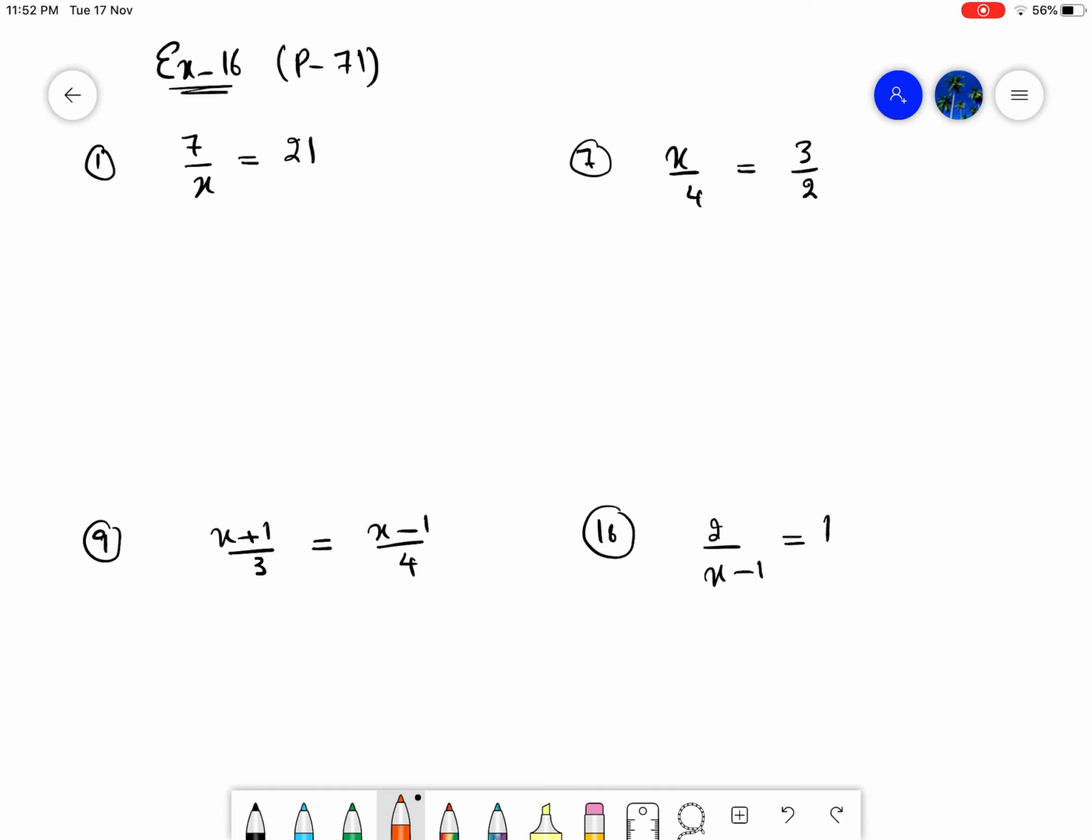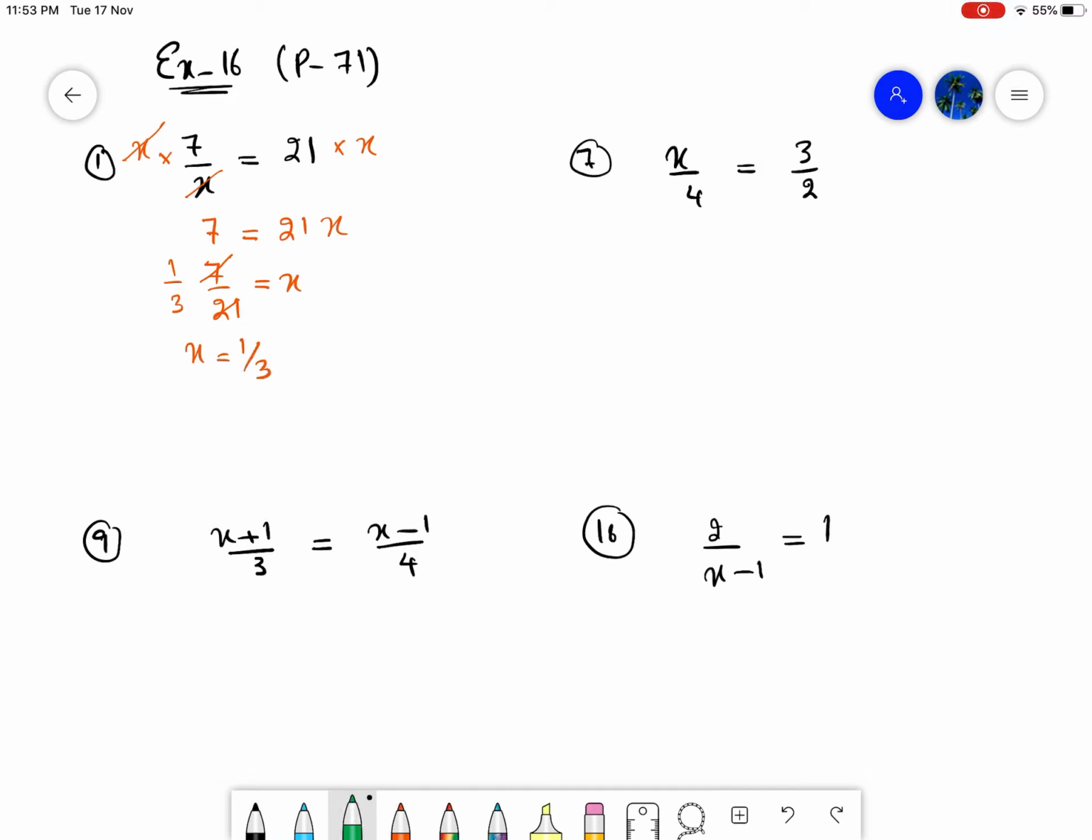Question number 1, 7 over x is equal to 21. So the first approach here is times both sides by x. This approach, I call eliminating the denominators. If I multiply both sides by x, you can see that x and x cancel out, and we get 7 is equal to 21x. Now dividing both sides by 21, you will get x is equal to 7 over 21, and you can simplify it to 1 over 3. So therefore x is equal to 1 over 3.